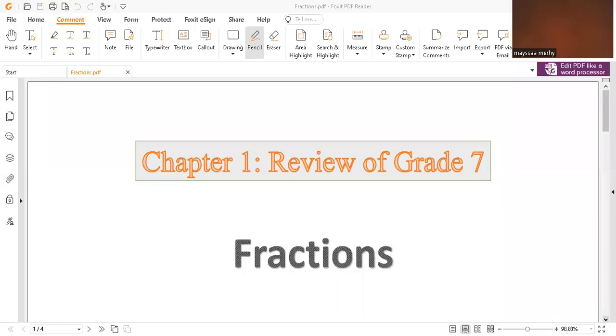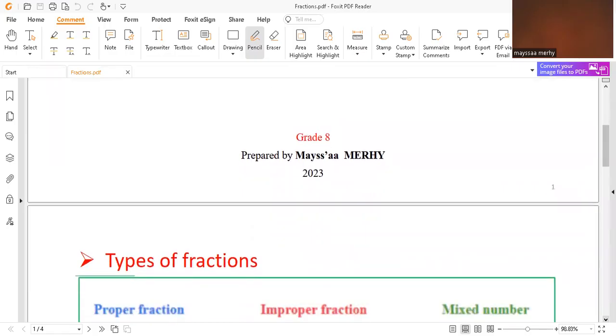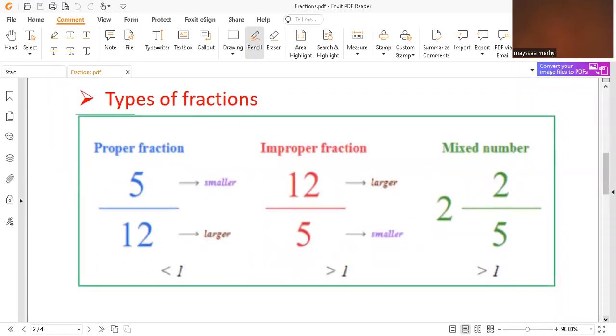Hi everyone. Today we'll give a short review about fractions. So, what we need to know and to revise about fractions. First of all, we need to know the types of fractions.